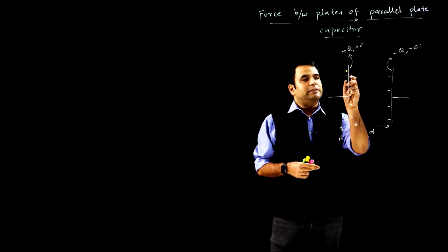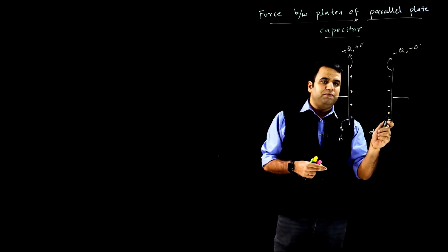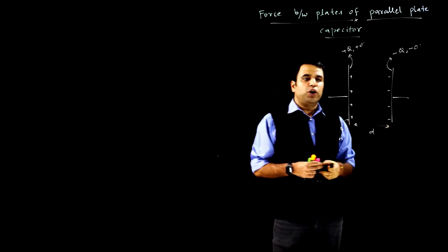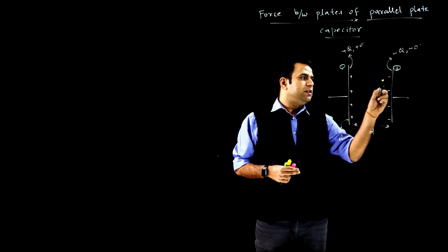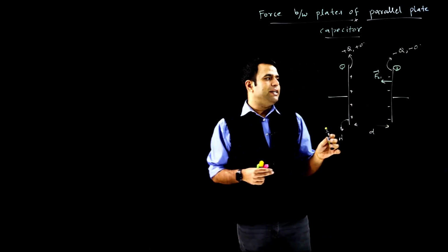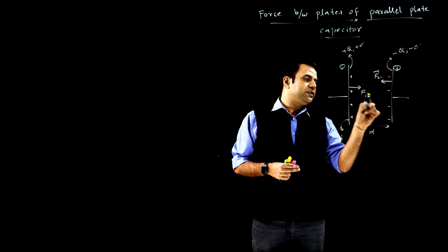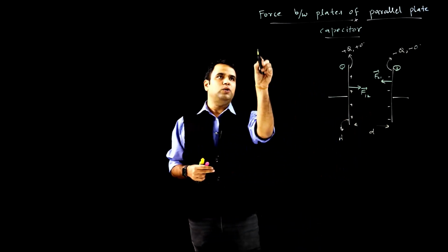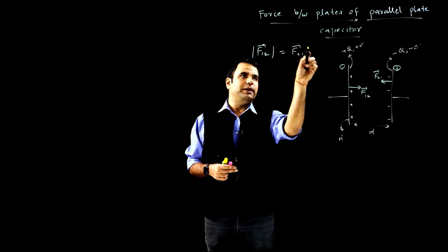So basically this plate will apply an electrostatic attractive force onto the negative charge plate, and the negative plate will apply an electrostatic attractive force onto the positively charged plate. If I call this 1 and this 2, this plate will experience a force F21 towards the positive plate, and by action reaction, the first plate will experience the force towards plate 2. Magnitude wise, these two forces will be the same.